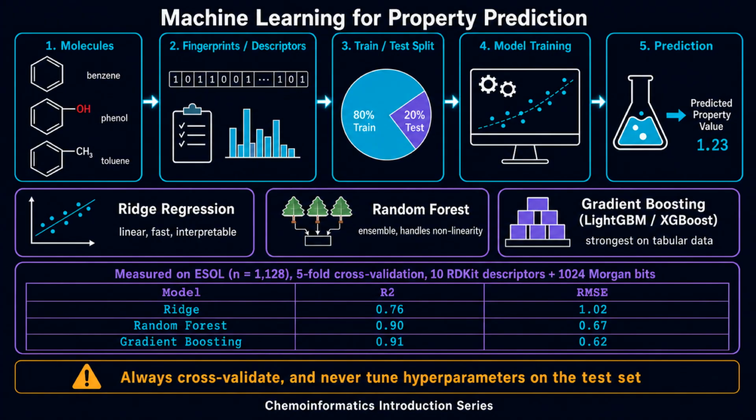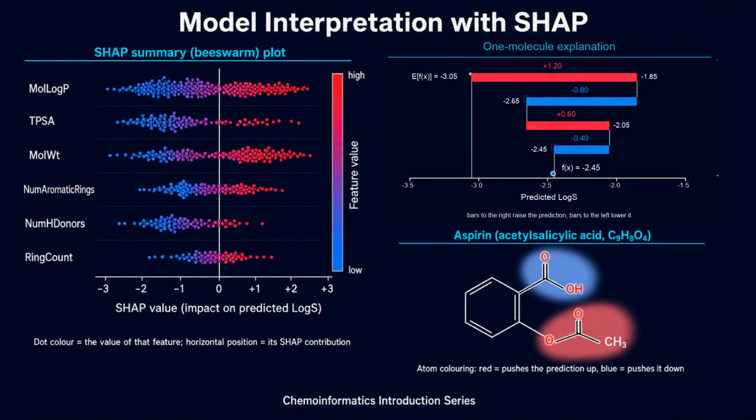For evaluation, we use R² to measure correlation, RMSE for prediction error magnitude, and MAE for average error. Always use cross-validation, typically 5-fold, to get reliable performance estimates. Never tune hyperparameters on your test set. Building accurate models is only half the battle. Understanding why they make certain predictions is equally important.